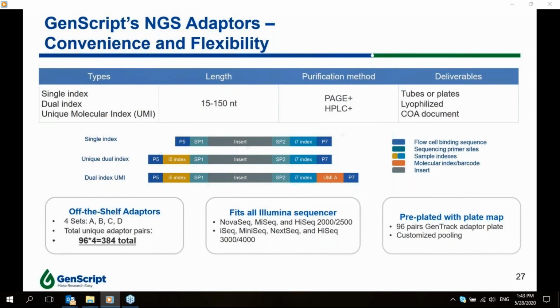In addition to all of that, we also offer max customization of the adapters to our customers' requests, and that includes various purification methods and delivery formats. And we can also vary the index and UMI length based on our customers' desire. And there are many other ways that we could help out here.